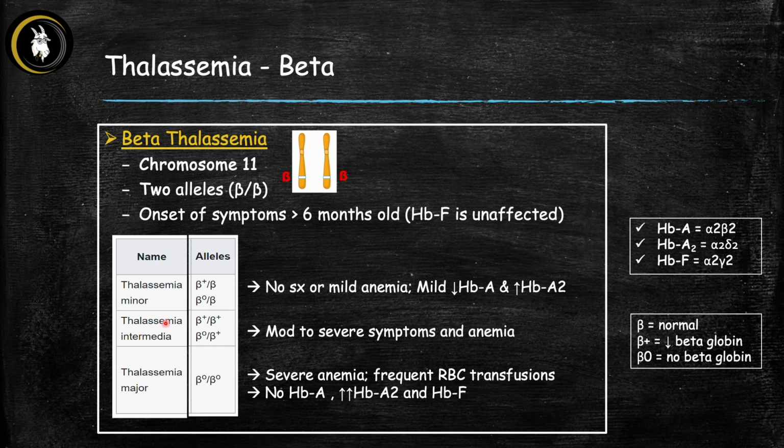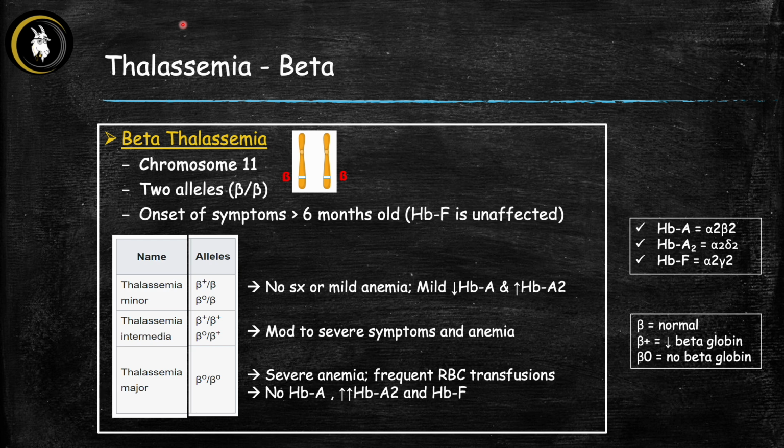The next one is the medium severity. So this is thalassemia intermedia. And here, both copies of the gene are going to have some abnormality. So the genotype is going to be beta plus with either another beta plus or with a beta 0. So either way, there's at least one beta plus, which means that some beta globin is going to be made. So we don't have a complete absence of beta globin, but it's still a pretty significant loss of it. So these patients are going to have pretty significant symptoms and at least moderate to severe anemia.